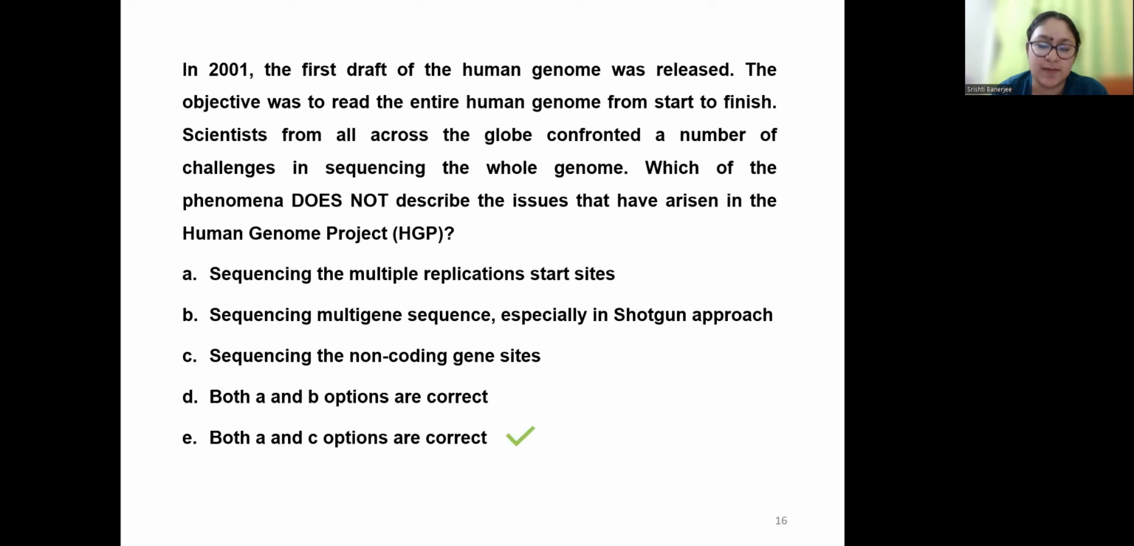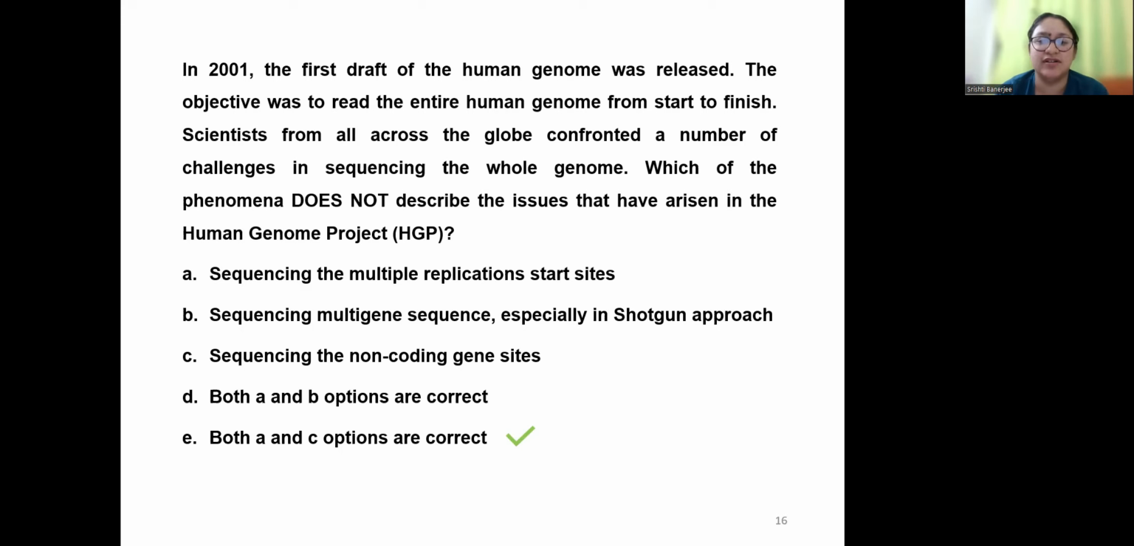Two things were not part of the issues that had arisen. One is sequencing multiple replication sites, and the other is sequencing non-coding genes. So these were the two things that could be done. And another option is the shotgun approach. Using the shotgun approach, the entire sequence was sequenced and it is maintained in different libraries. Gene libraries, not like the libraries where we go to read books.